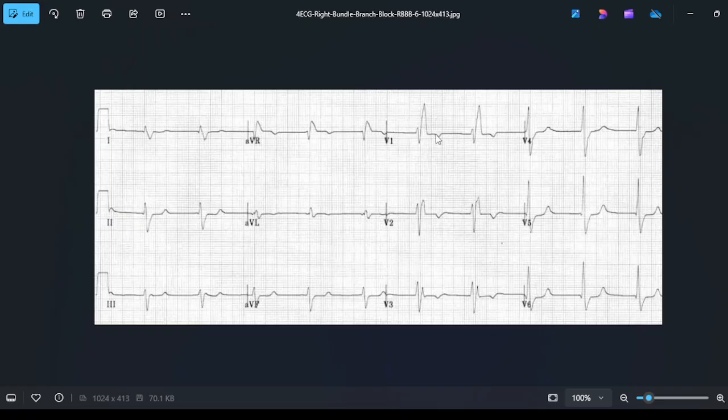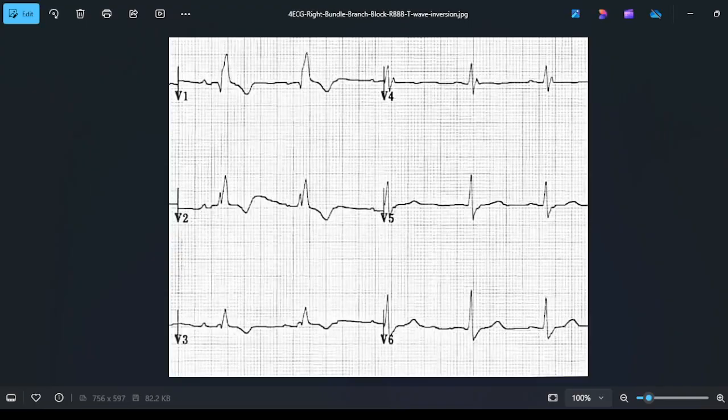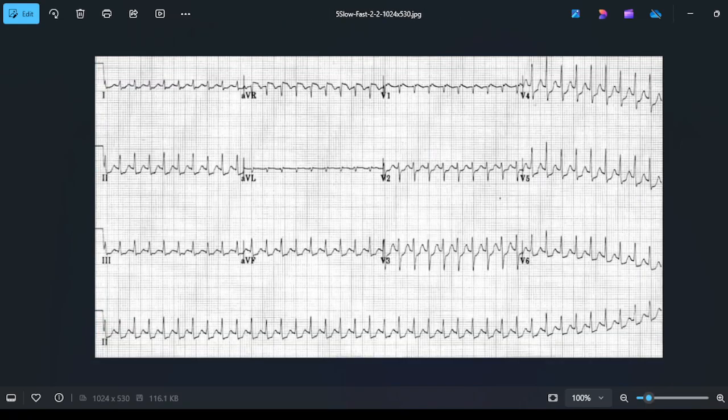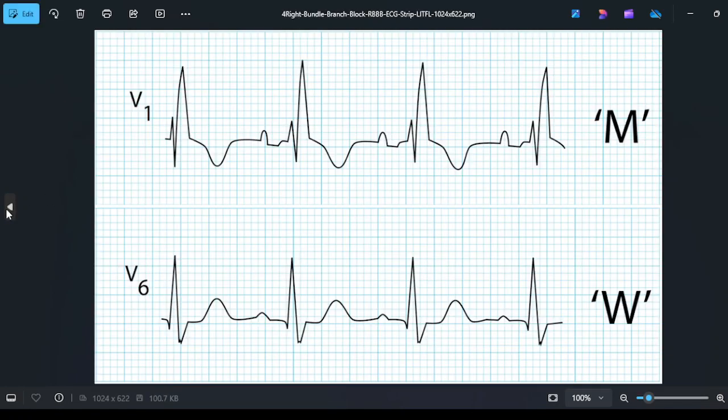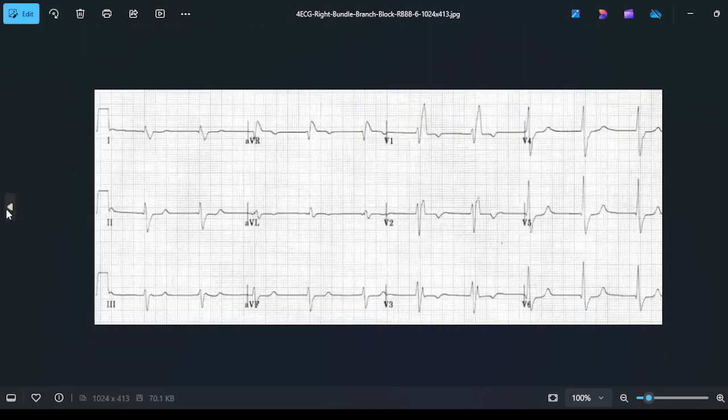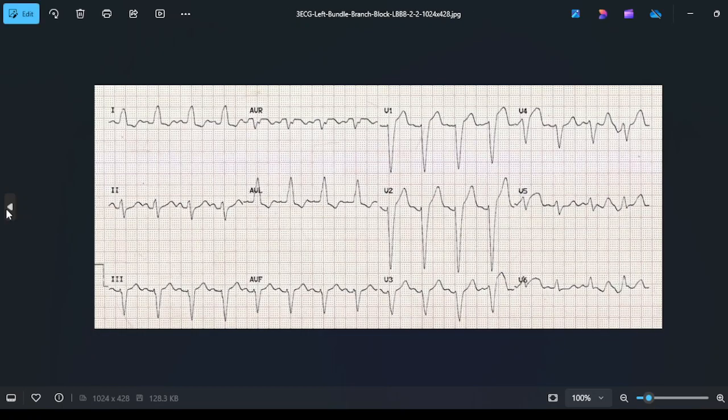If you have an M anywhere in V1, V2, V3, you can think of a right bundle branch block, and an M in V4, V5, V6 is a left bundle branch block. Okay, those are only tips and tricks which I have remembered for myself, and which will help you in finding out the ECG in 1 second. So I think that's all.